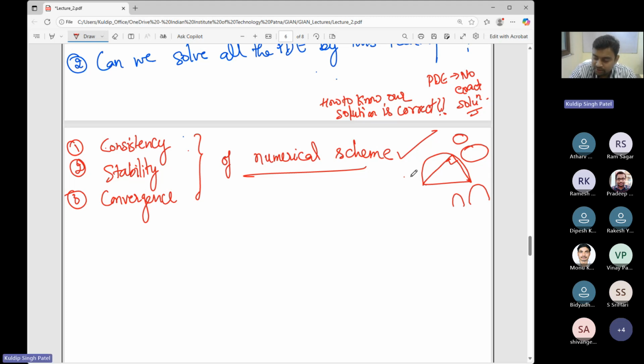So now let me go one by one through these properties. Let me explain using the heat equation only. First we will explain consistency. Please be clear that I'll not go into much detail, but I'll just give you the definition, how to prove it and what it is all about. It gives you how it assures you. So what is consistency? Let us see this heat equation only.